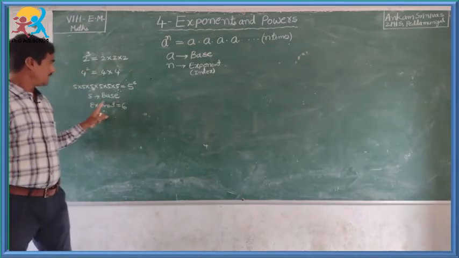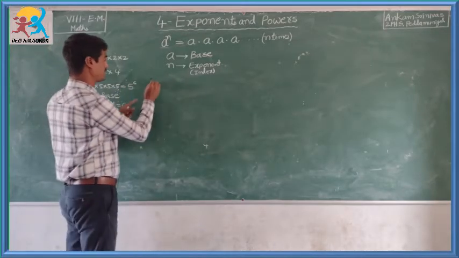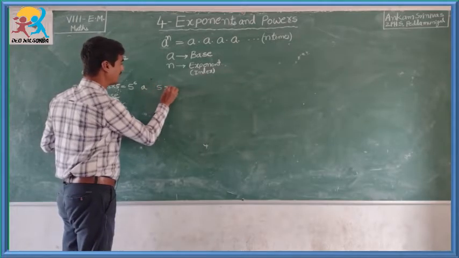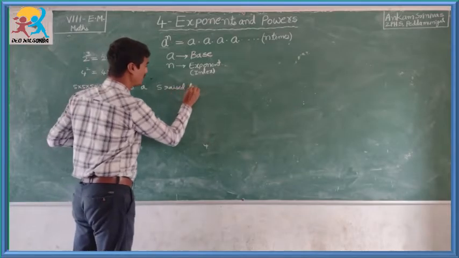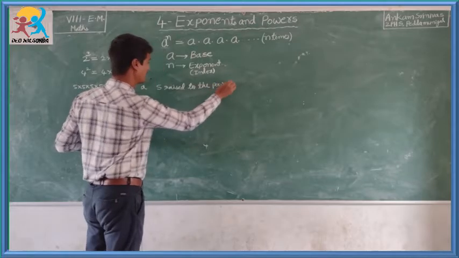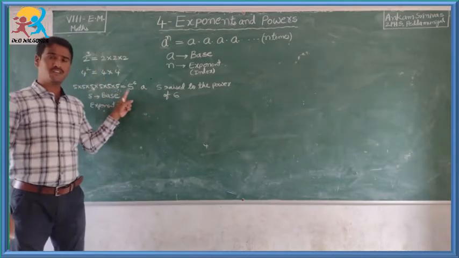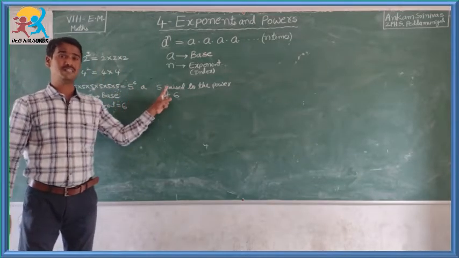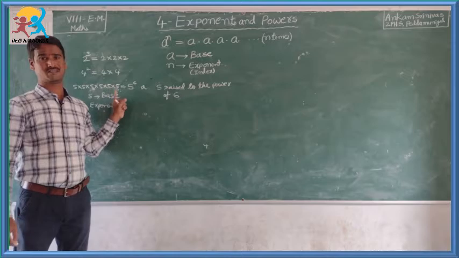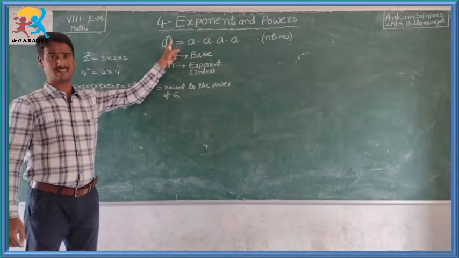So suppose I take 5 power 6, it is read as 5 raised to the power of 6. Usually we read it as 5 to the power 6. 5 to the power 6. How to read this one? a to the power of n.